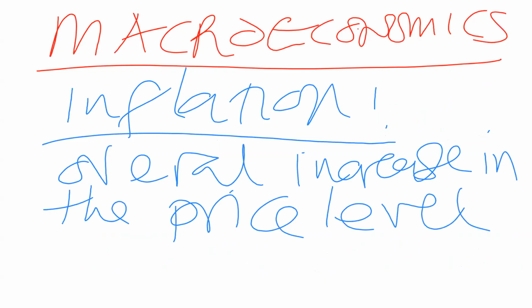When you consolidate all the prices of the goods, are they increasing? When you talk about inflation, we are looking at the constant increase. The constant overall increase in the price level is what is called what? Inflation.